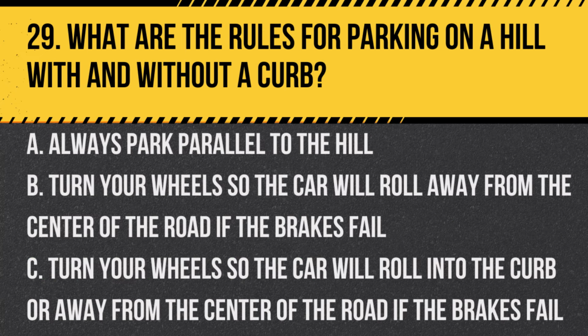Question 29. What are the rules for parking on a hill with and without a curb? A. Always park parallel to the hill. B. Turn your wheels so the car will roll away from the center of the road if the brakes fail. C. Turn your wheels so the car will roll into the curb or away from the center of the road if the brakes fail. Answer C. Turn your wheels so the car will roll into the curb or away from the center of the road if the brakes fail. This practice helps prevent the vehicle from rolling into traffic if it becomes unsecured.